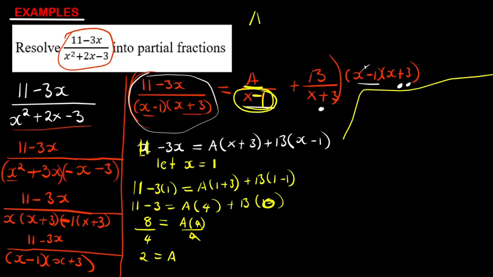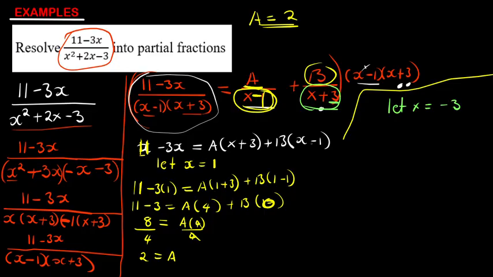So take note, you have gotten your A equal to 2. Now you also go to B. When you go to B, I'll go to the denominator of B, which is x plus 3. Since it is x plus 3, I'll get the opposite of positive 3. So let x equal negative 3.